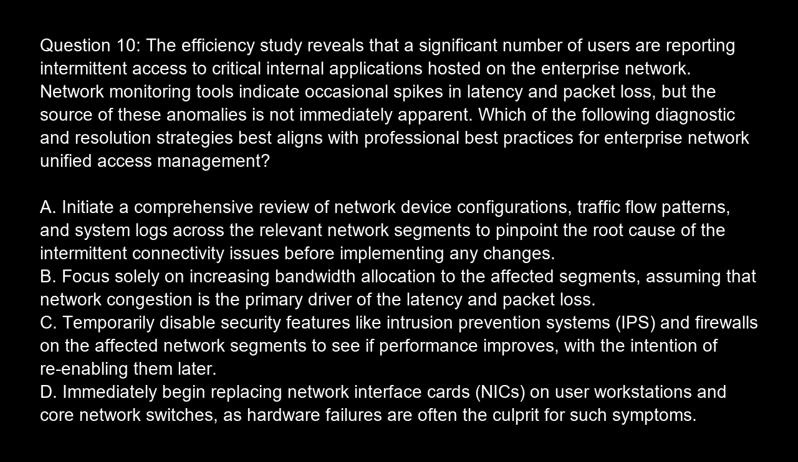Option A. Initiate a comprehensive review of network device configurations, traffic flow patterns, and system logs across the relevant network segments to pinpoint the root cause of the intermittent connectivity issues before implementing any changes. Option B. Focus solely on increasing bandwidth allocation to the affected segments, assuming that network congestion is the primary driver of the latency and packet loss.